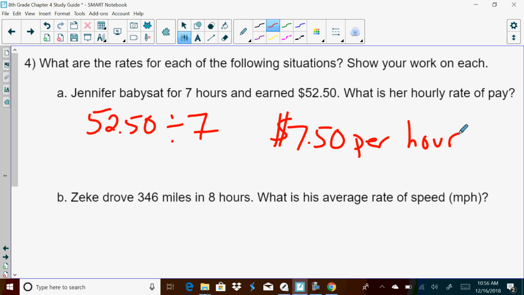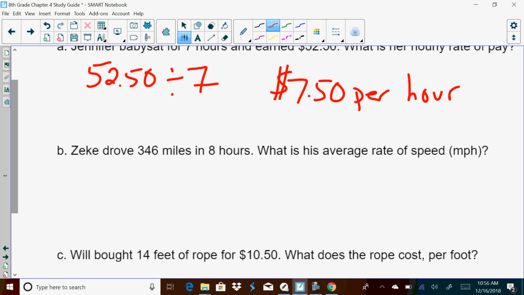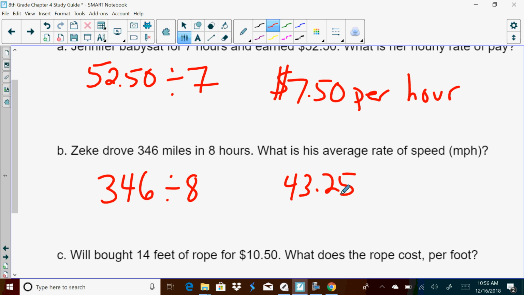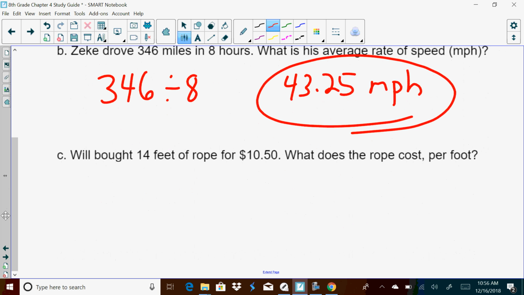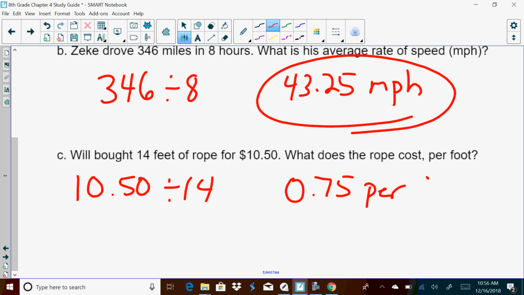For B, Zeke drove 346 miles in 8 hours, which is average rate of speed, miles per hour. So I divide 346 by 8, and I got 43.25 miles per hour. So it goes about 43.25 miles every hour. Will bought 14 feet of rope for $10.50. What does the rope cost per foot? So $10.50 divided by 14 gives me 75 cents per foot.